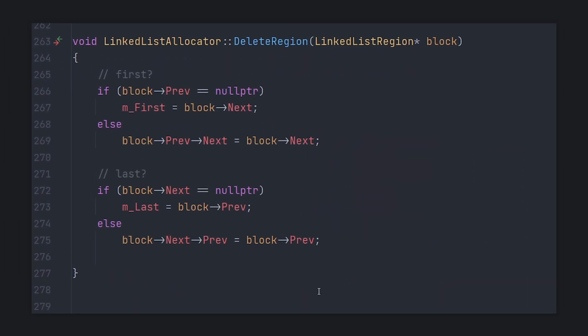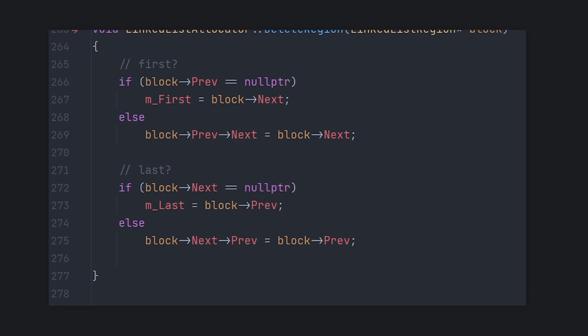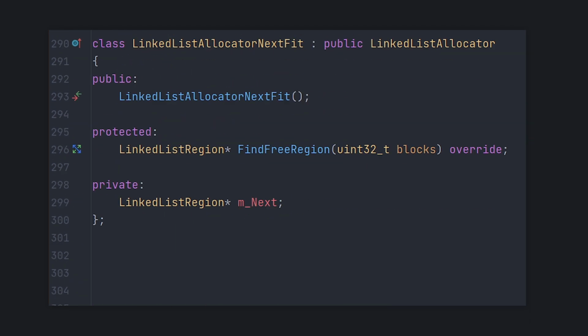Delete region deletes an element from the linked list. The basic idea here is that we modify the previous and next pointers of the neighbors to point to the correct elements. If the region is either the first or the last element in the list, we must also update these pointers.